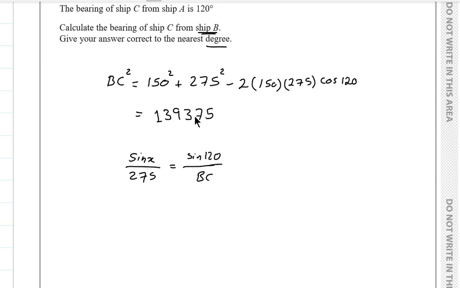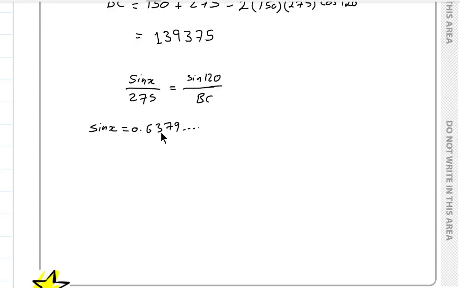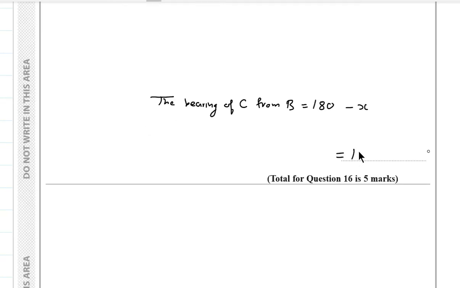Okay. Then the value of x should be sine x equals 0.6379 and so on, and then we can get x, and the bearing will be 180 minus x. Okay. For the nearest degree, the answer will be 140.